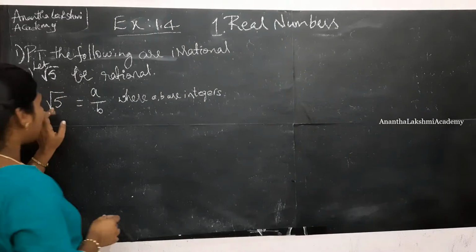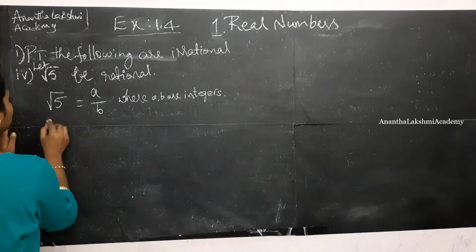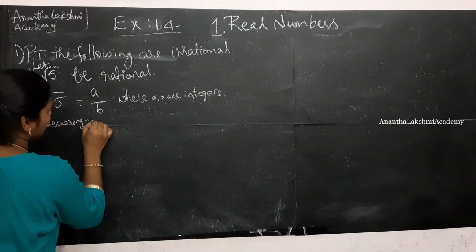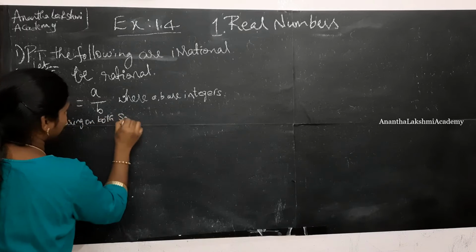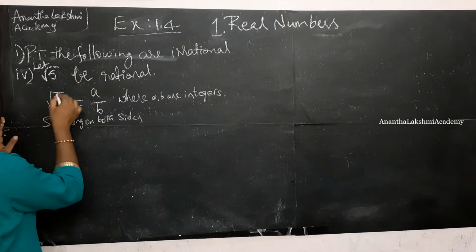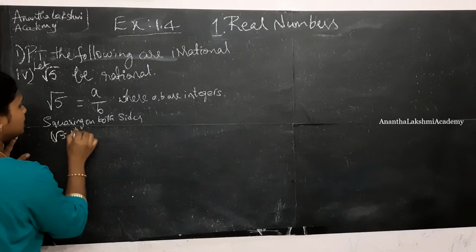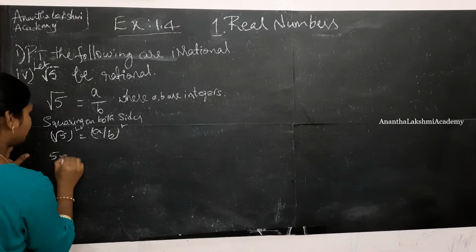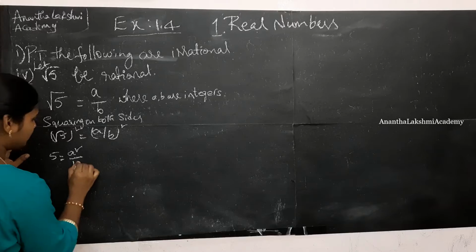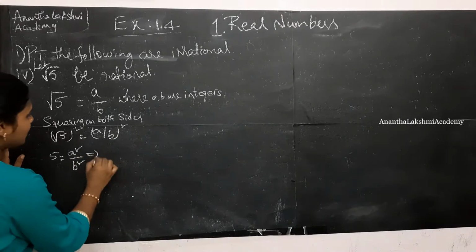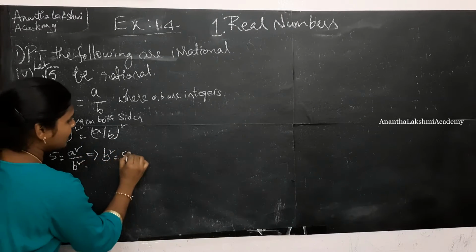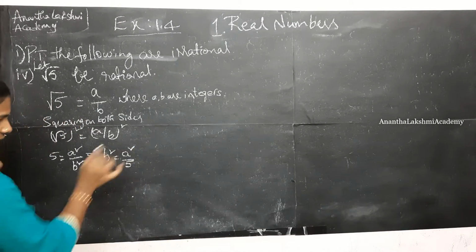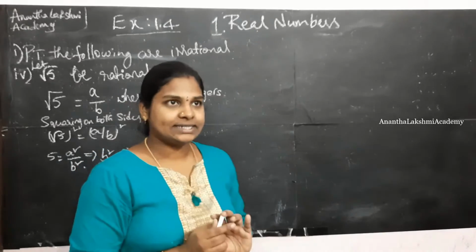Now I have a square root of 5. Let me do squaring on both sides. So what happens now? Root 5 whole square is equal to a by b whole square. 5 is equal to a square by b square. Now if I take b square, it is equal to a square by 5. So 5 is dividing a square. What does this say?